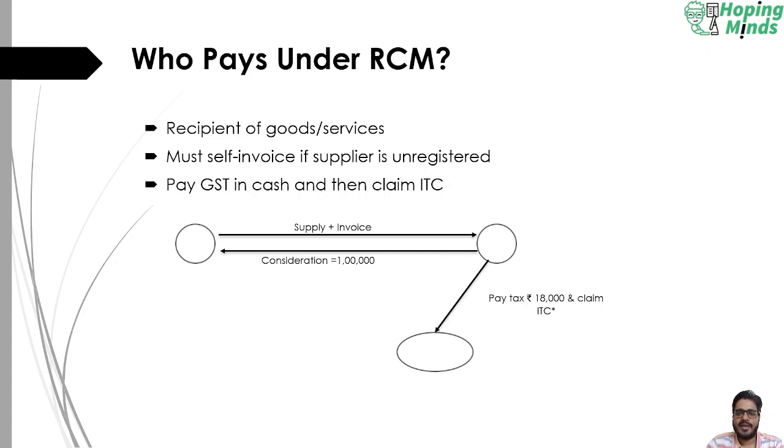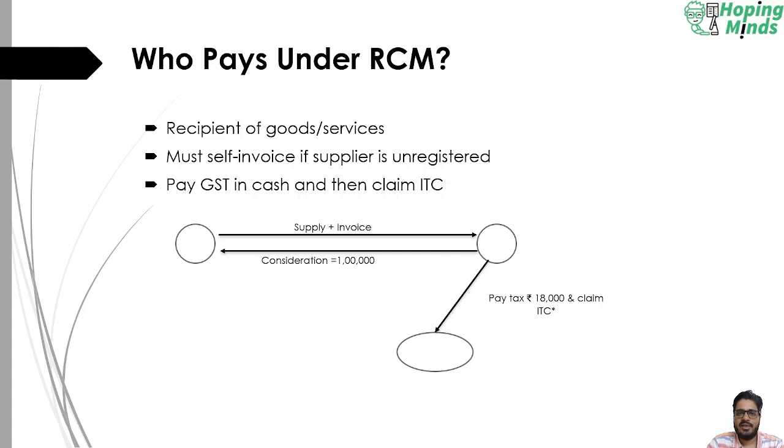So here in this diagram we can see the supplier supplies the goods or services and raises the invoice. The recipient of goods pays the consideration amount without any GST and pays the GST to the government, that is 18,000, and claims the input tax credit of rupees 18,000 simultaneously.